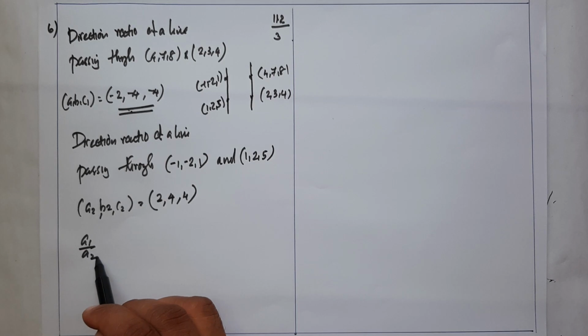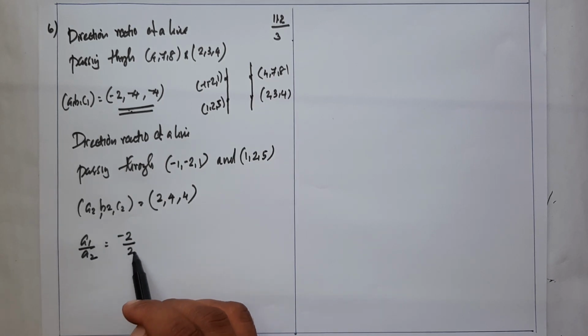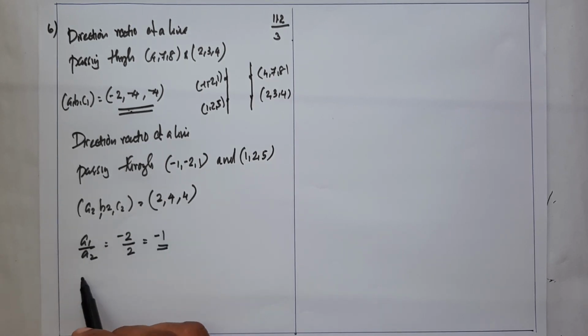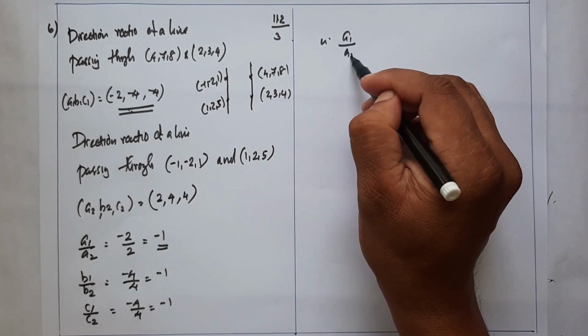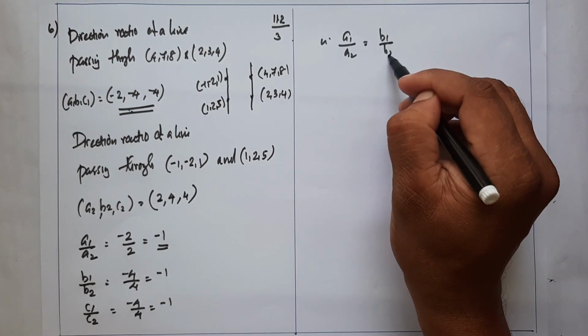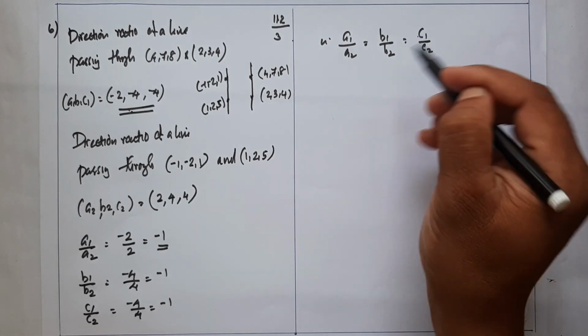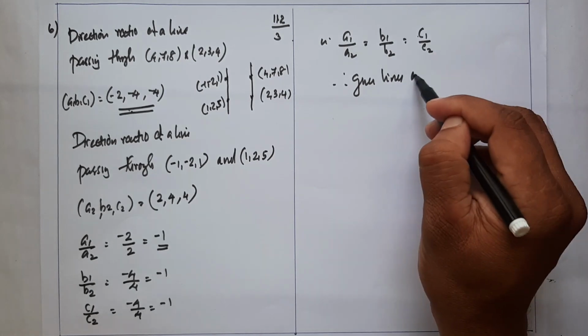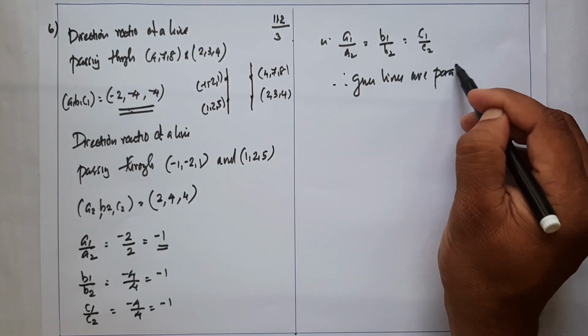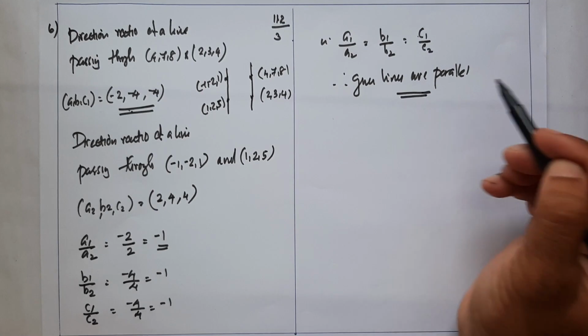Now we find a1 by a2 is equal to minus 2 divided by 2, which is minus 1. b1 by b2 is minus 4 by 4, again minus 1. And last, c1 by c2 is minus 4 by 4, again minus 1. That is, a1 by a2 is equal to b1 by b2 is equal to c1 by c2, and therefore the given lines are parallel, which is the condition for parallelism.